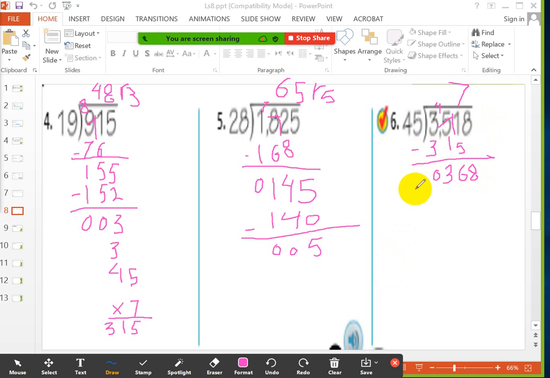How many 45 in 368? It will be between 7 and 8. So I think it will be 8. Thank you, girls. That's right. It will be 8. Let's multiply 8 with 45. Sorry, 8 multiply 5 equals 40. So it will be 0 here and 4 above the tens.